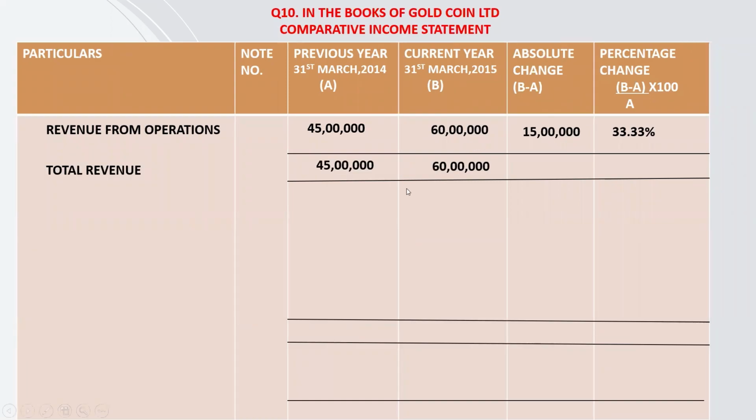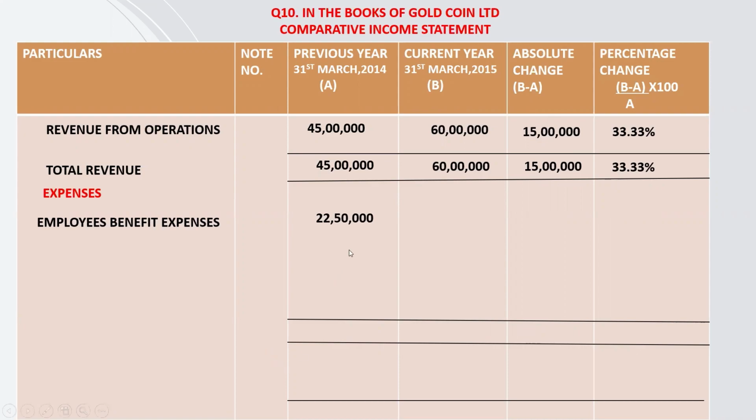Same values will come: 45 lakh, 60 lakh, 15 lakh, and 33.33% as percentage change. Now coming to expenses, again we have to write these expenses in the order. सबसे पहले employees benefit expenses आएंगे, then depreciation, then other expenses.